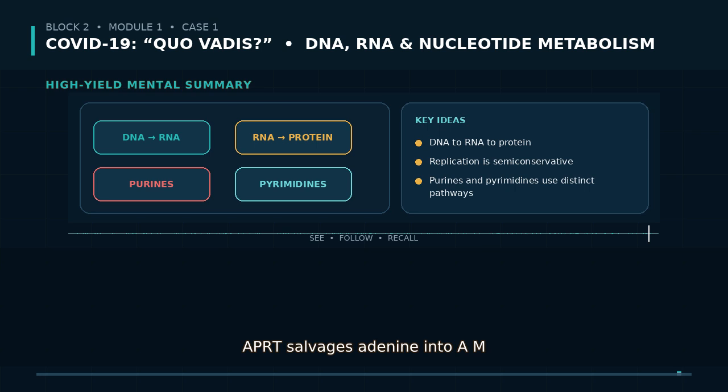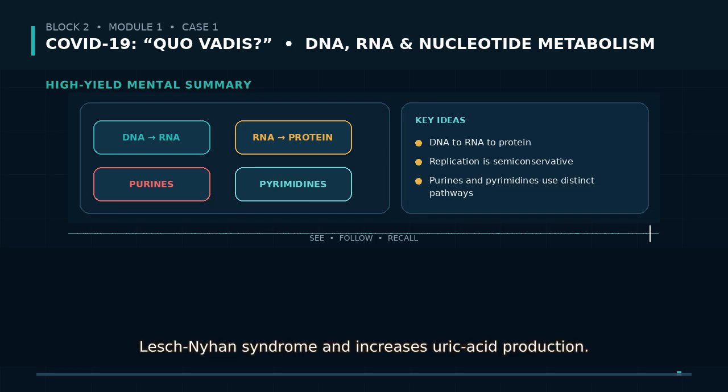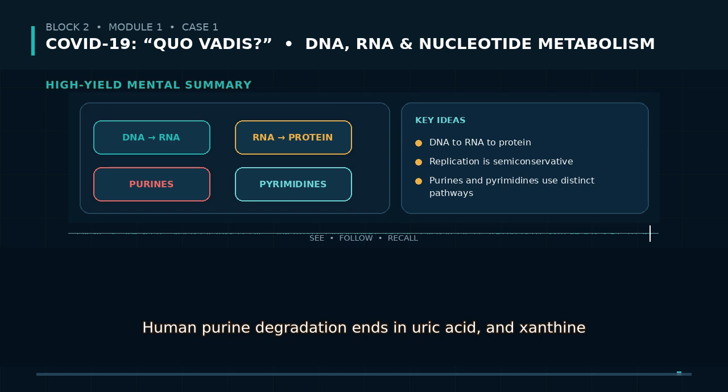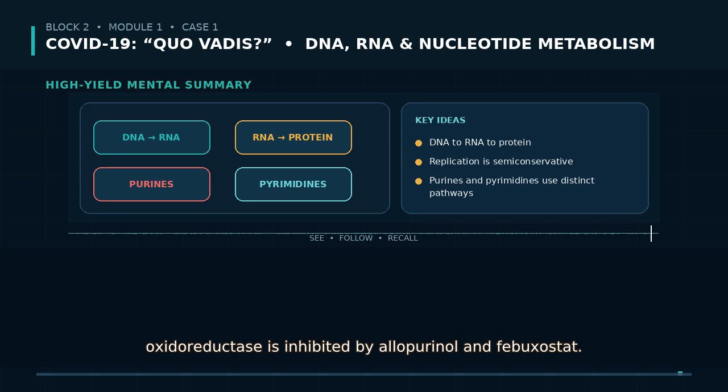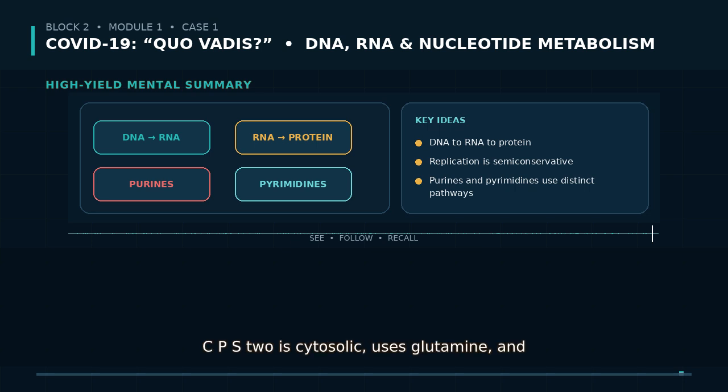Pyrimidine synthesis builds the ring before attaching it to PRPP. CPS1 is mitochondrial, uses ammonia, and functions in the urea cycle. CPS2 is cytosolic, uses glutamine, and functions in pyrimidine synthesis. Human dihydroorotate dehydrogenase is mitochondrial and ubiquinone-linked. UMP synthase deficiency causes orotic aciduria that can be treated with uridine.